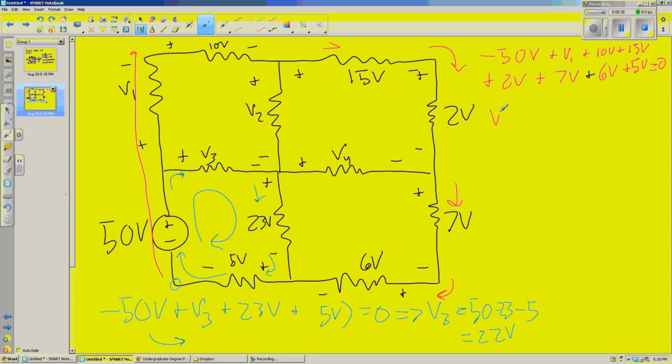Now all we have to do to solve for V1 is the same as we did before. We have 50 minus, let's see, this is 18, that makes 20, so 20 volts minus 10 volts minus 5 volts. So V1 then is equal to 15 volts. Okay, so we get 15 volts here.